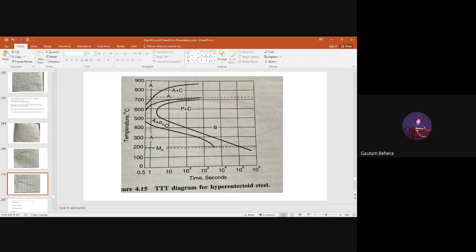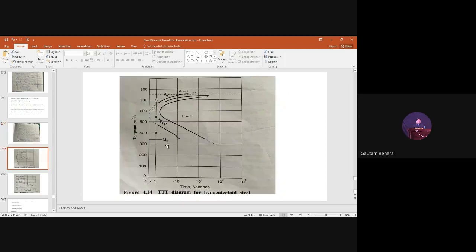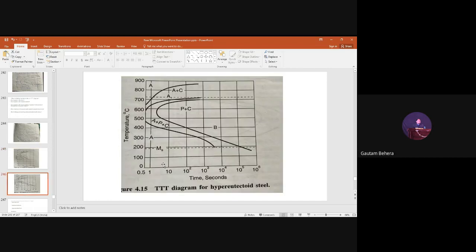You can see this is austenite phase, this is pearlite plus cementite, and this is austenite plus pearlite plus cementite. And you can just see the MS temperature here. Carefully look at the MS temperature in three conditions. This is the first condition where MS temperature is here. Check the temperature, and here you can see MS temperature is here, and MS temperature is here.